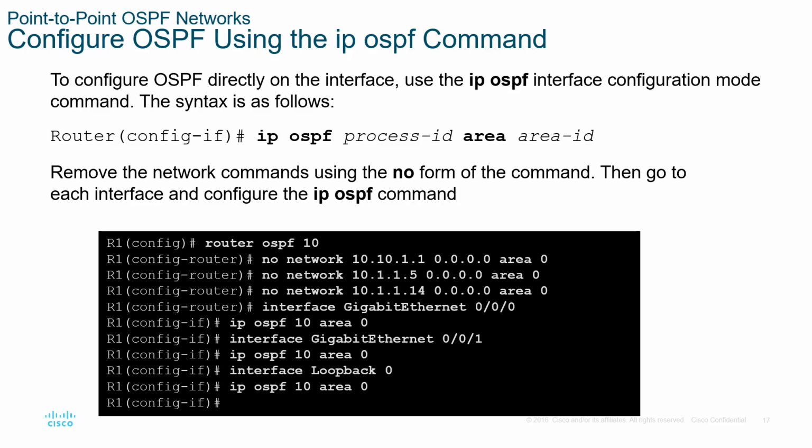What's the purpose of that no command? To remove it. So by doing this, I'm just saying I don't want to advertise the networks with the network command. I want to advertise them by going to the interface itself and then typing in the command. So this is a continuation of the slide before, and they've just added networks, and now they take it down and go with the other options. It's like they're doing a whole scenario.